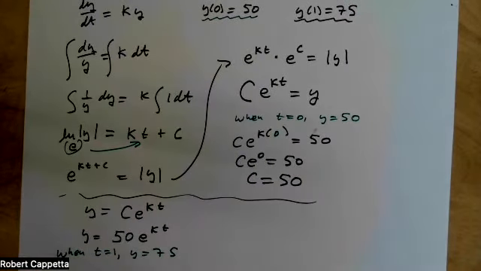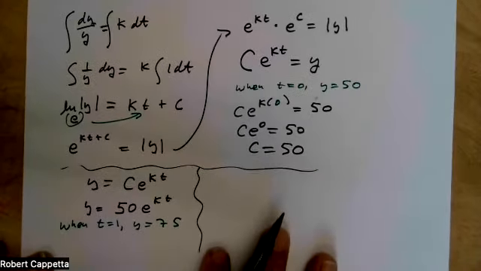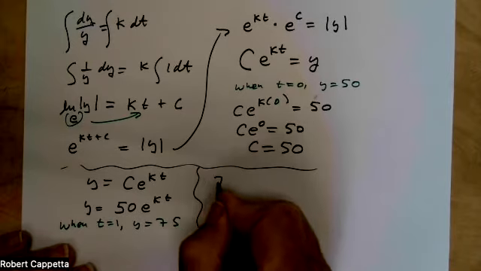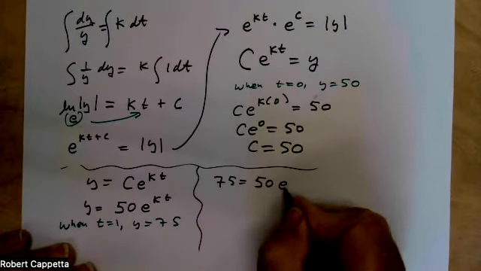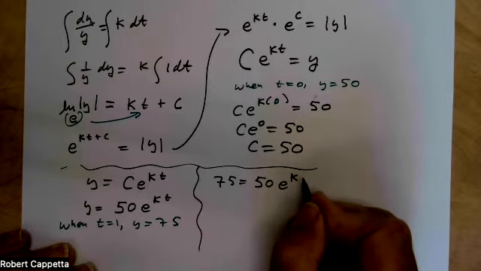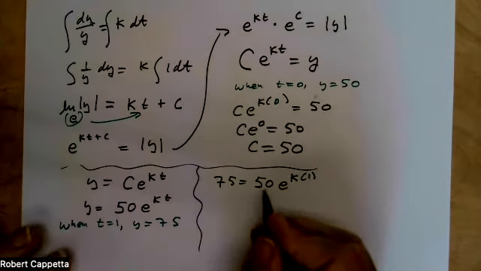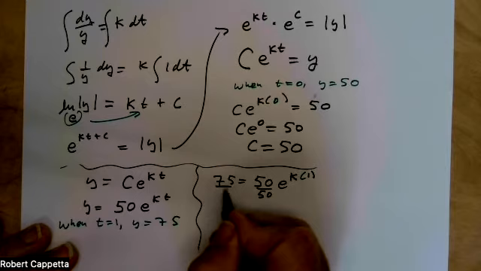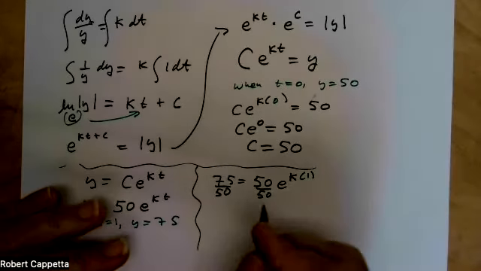So making that substitution, what do we get? We get 75 equals 50 e to the kt. But t is what? t is 1. 50 e to the k times 1. Dividing both sides by 50, what do we get? 75 divided by 50 is 1.5 or 3/2.